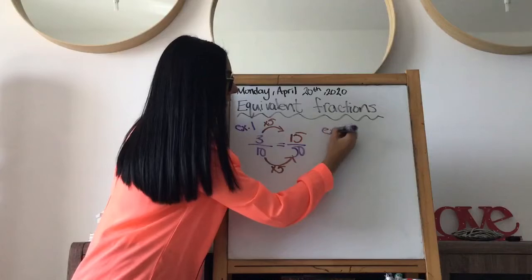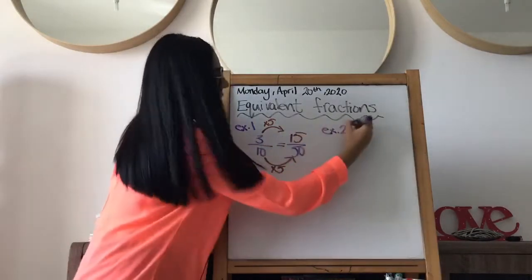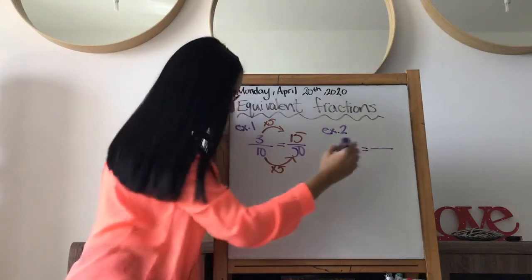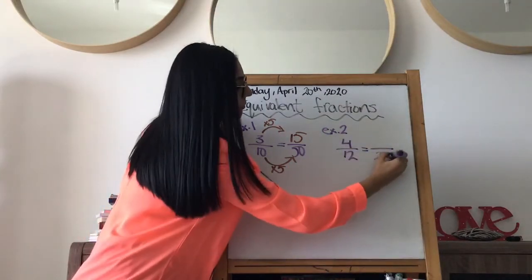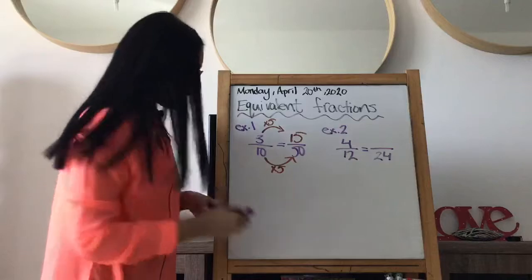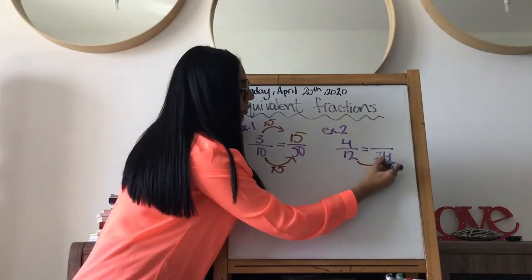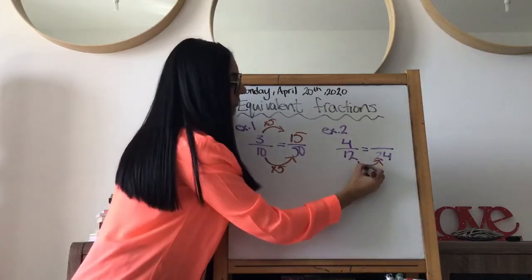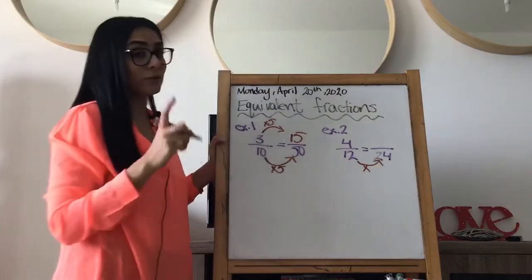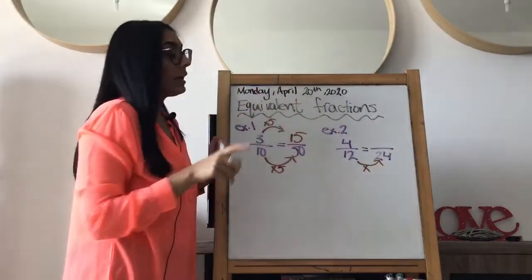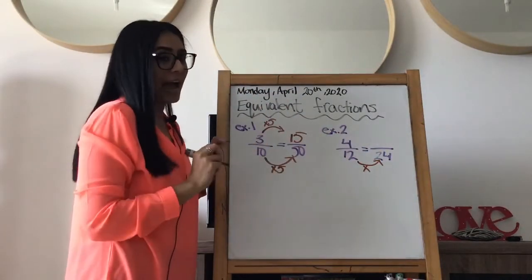Over here, example 2. Let's do 4 over 12 is equal to something over 24. Same thing: my thought bubble right now is, how did I get from 12 to 24? 12 times, not 12 plus, not 12 subtract. If we're getting bigger, don't add. It has to be multiplication.